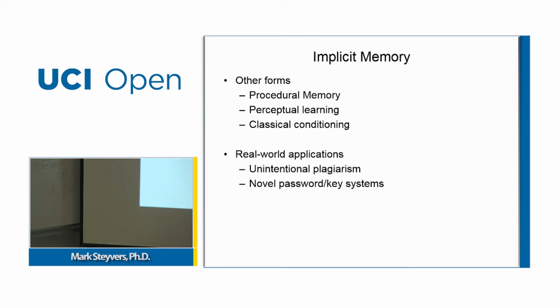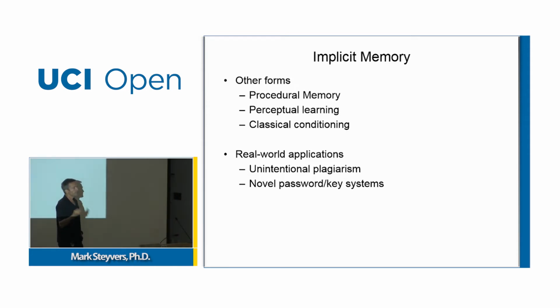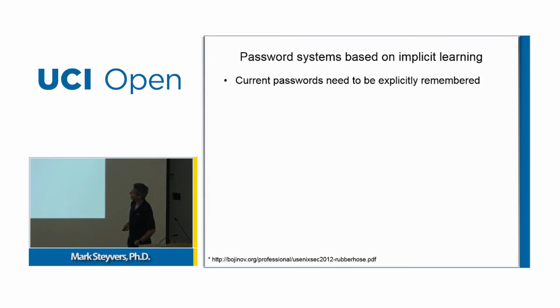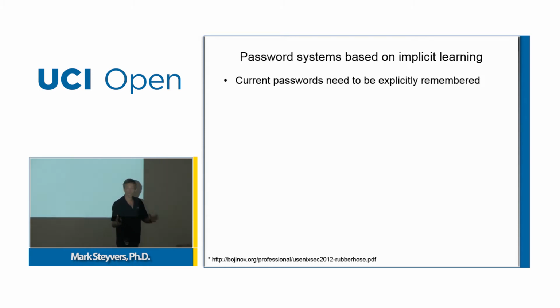Another very interesting recent application of implicit memory is based on developing new authentication systems. New ways to provide a password to enter some system based on implicit memories. And this is ongoing research. This is not tested in the real world yet, but it's an interesting idea. So many of you have tons of passwords. What a pain to remember your passwords explicitly, right?